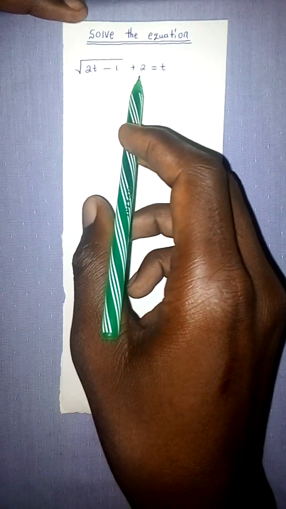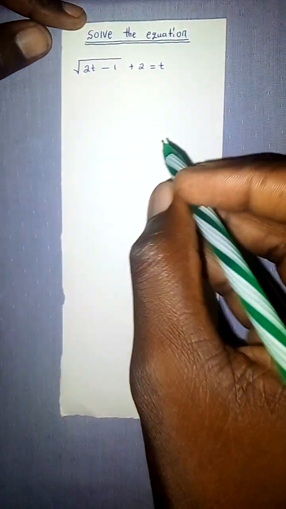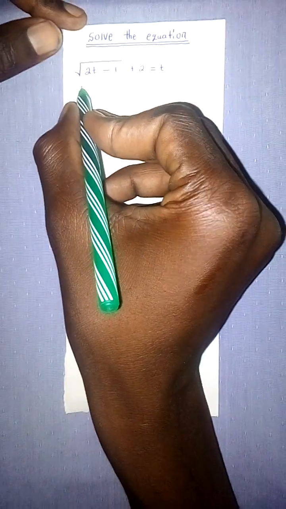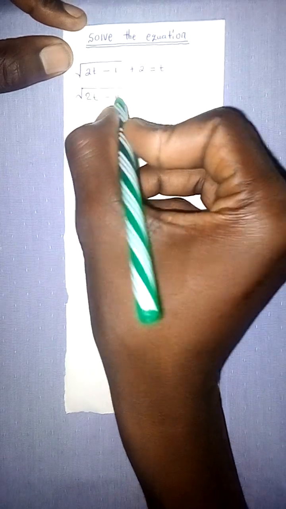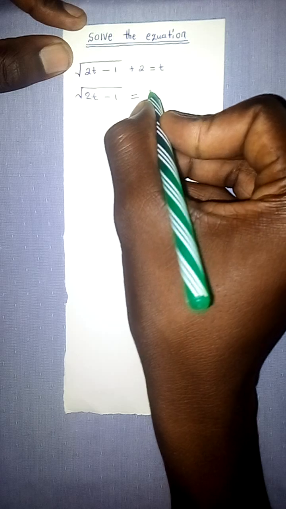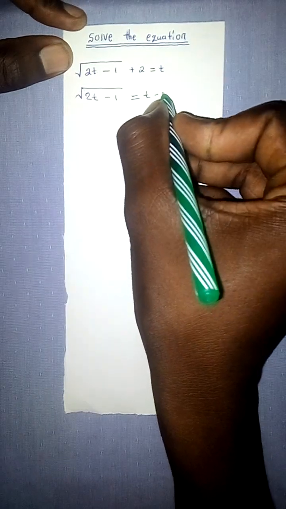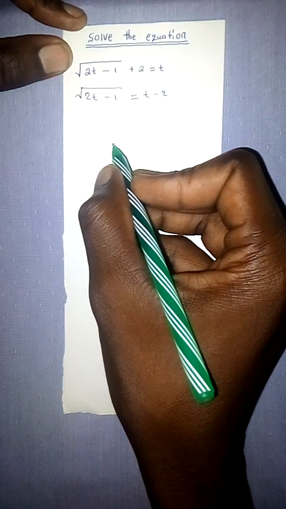Well, this is our question. Solve the equation. How do we solve such a question? Well, we simply start with taking this part to the other side, right? In this case, we'll have the square root of 2t minus 1 being equal to t minus 2, right?